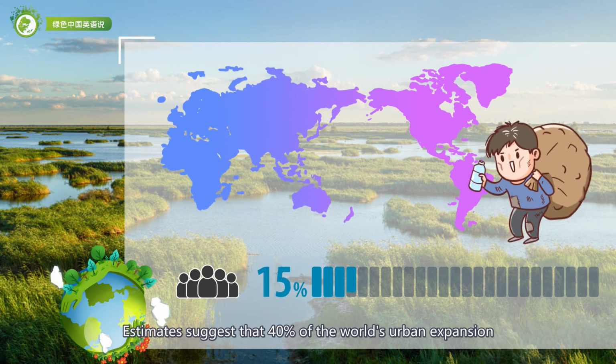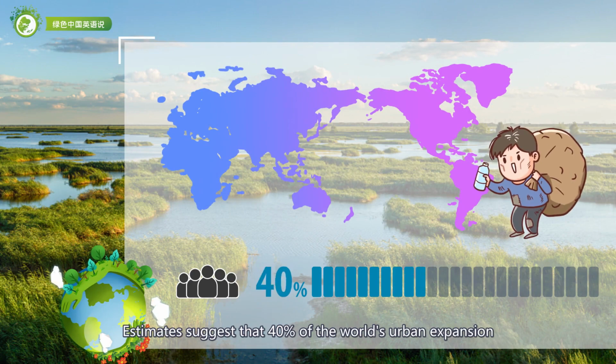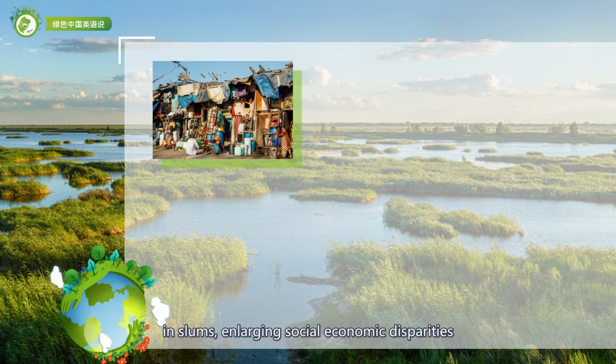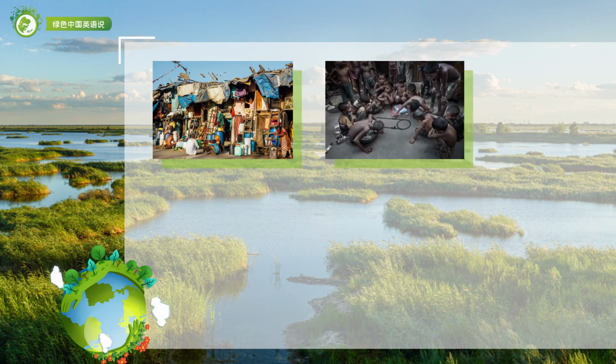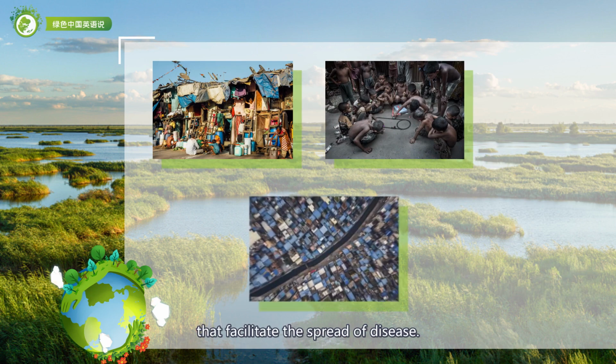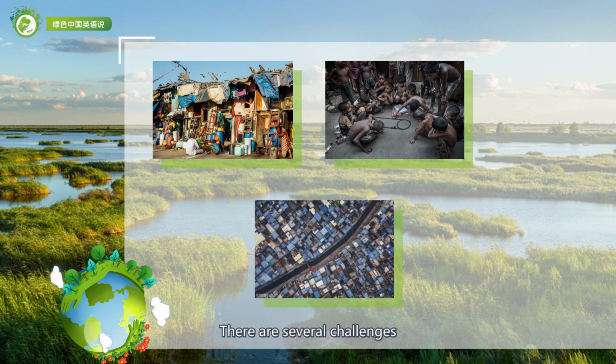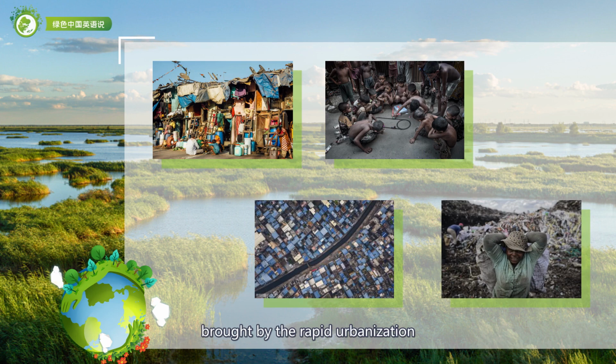Estimates suggest that 40% of the world's urban expansion is taking place in slums, enlarging socio-economic disparities and creating unsanitary conditions that facilitate the spread of disease. There are several challenges brought by the rapid urbanization in developing countries.